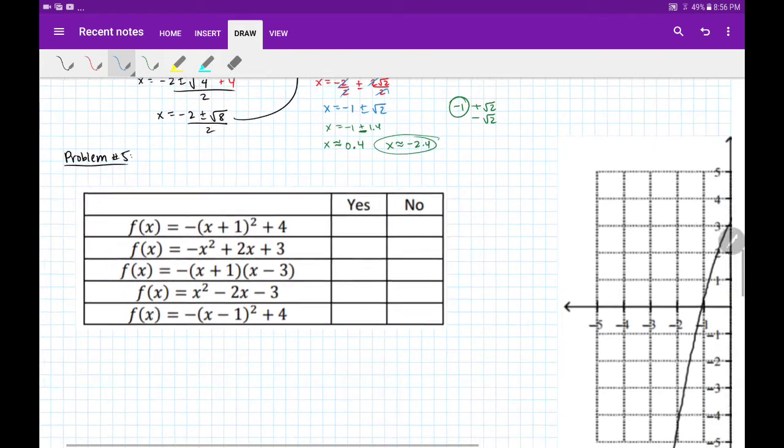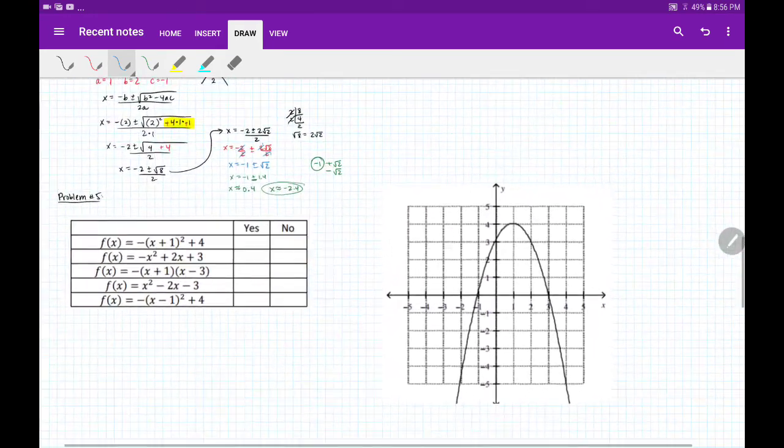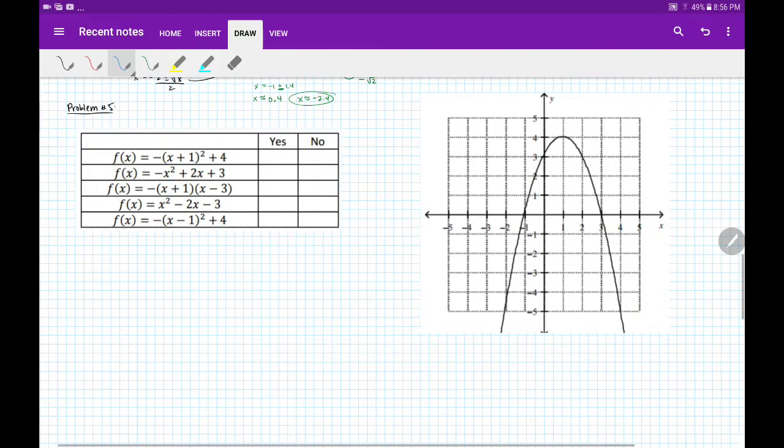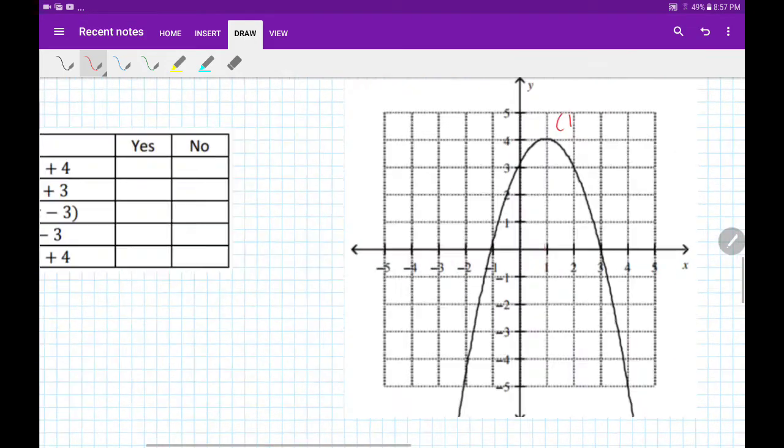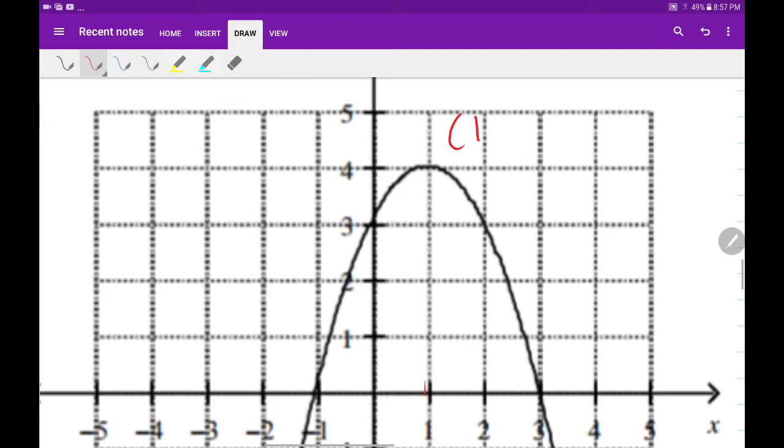We've got one last problem to do. This is a problem where we are given a graph and we're asked to match up the functions. Now notice we have functions in all different formats. So let's focus first over here on our vertex form. The vertex of this graph is positive 1, 4.